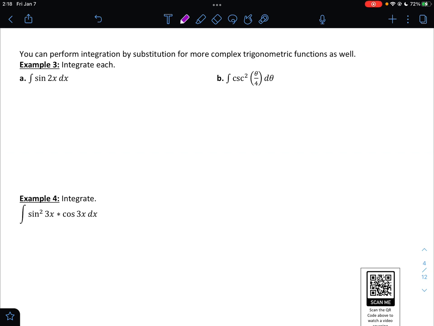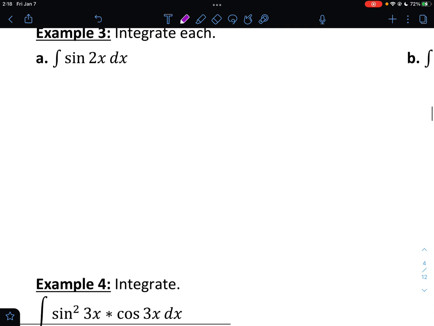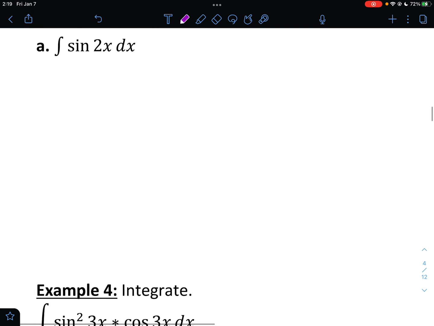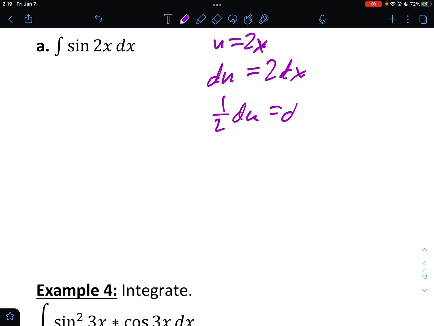We can perform integration by substitution for more complex trig functions as well. Let's take a look at question A. So again, we want to substitute for an inside function. The inside function here is 2x. So let's go u equals 2x. Du equals 2 dx. So 1/2 du equals dx, because we're just looking to get rid of dx here.